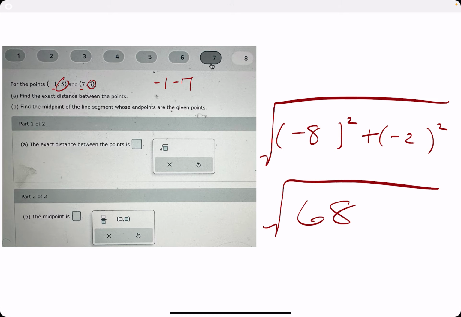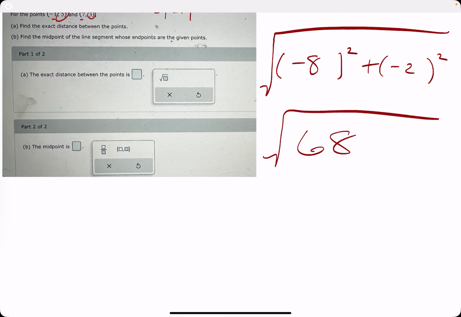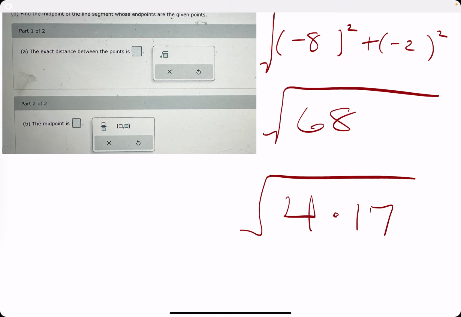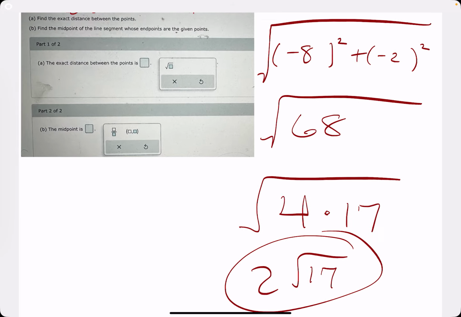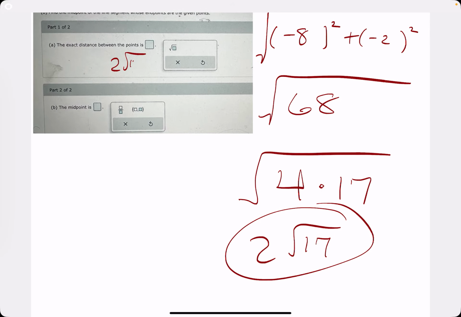And then, do they want us to simplify that? I don't know. Can you do that by 4? That would be 17. So if you wanted to, you could say 4 times 17 is 68. So then square root of 4 is 2. So maybe a nice 2 root 17 for the distance here.